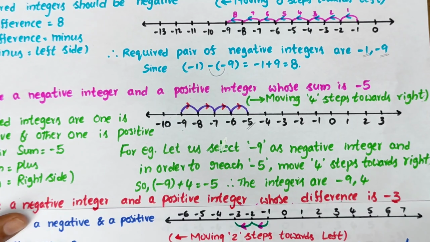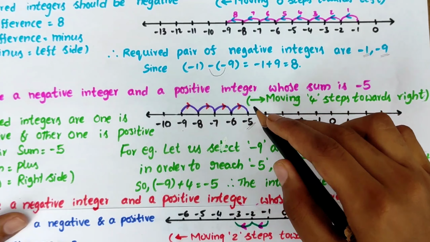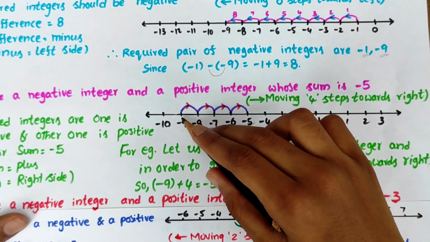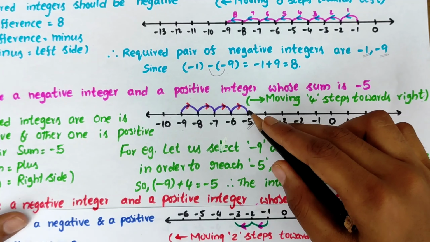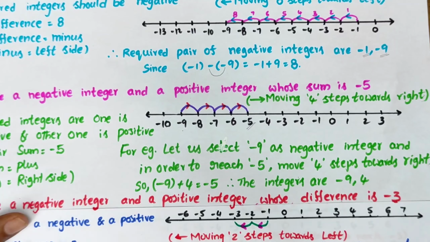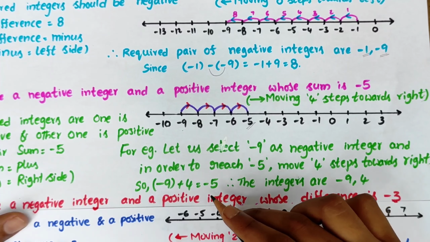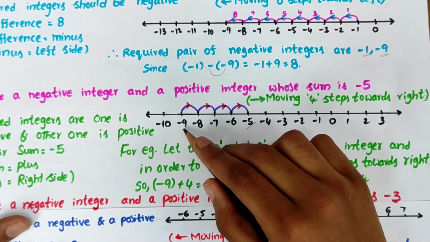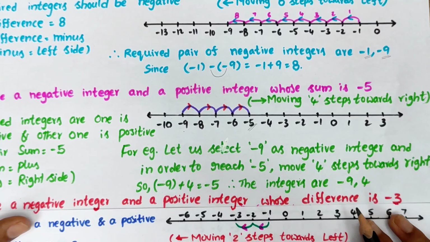So minus 9, 1, 2, 3, 4, we reach minus 5. So minus 9 plus 4, we have moved towards right. So it is plus 4 is equal to minus 5. So minus 9 plus 4 is equal to minus 5. Therefore, the integers are minus 9 and plus 4. Is it clear, friends?